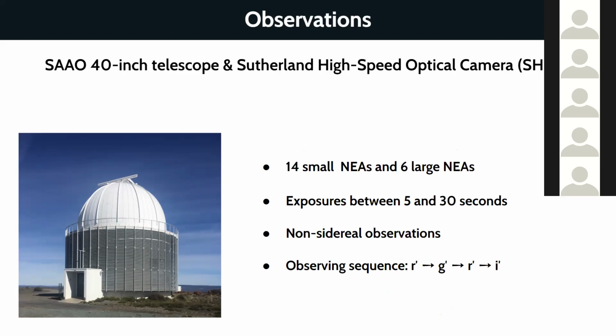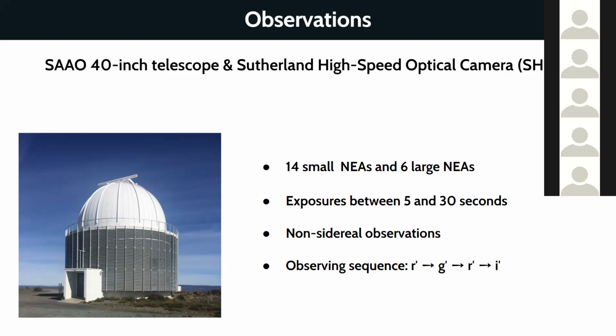Near-Earth asteroids generally move very quickly through the sky. They have very fast sky rates. So if your exposures are too long, then the object will be streaked. So that's why we kept the exposure times short. And then also we used something called non-sidereal observations. Generally, when you observe an asteroid and you have a large field of view, you would keep the field the same and let the asteroid move through the field of view.